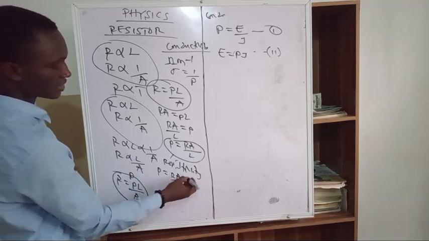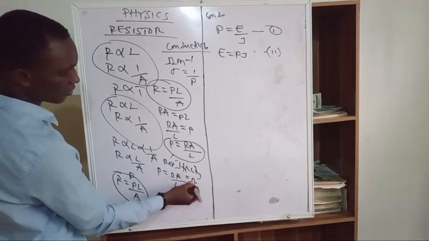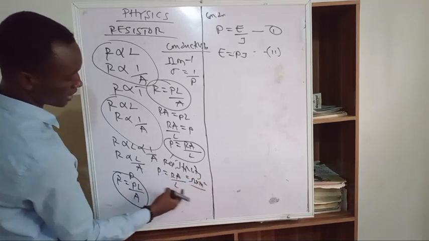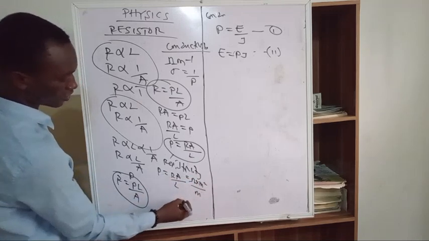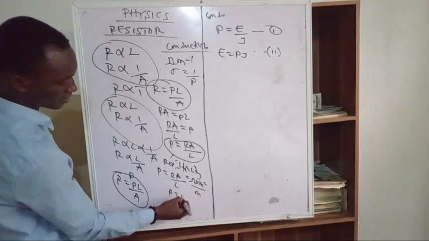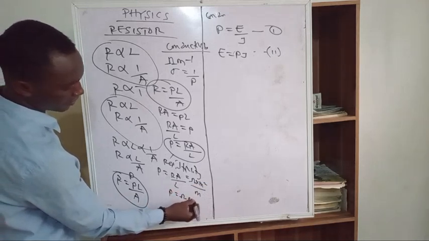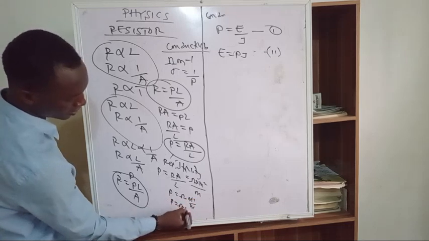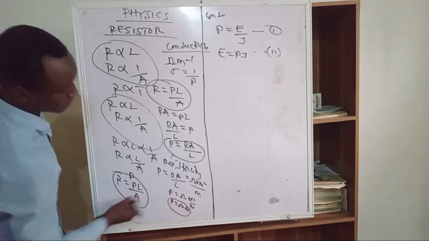So your resistance is in ohms. So you have ohms multiplied by area, which is measured in meter square, over length. Length is in meter, so one meter cancels here. Then resistivity is equal to ohms. We have meter square over meter, so meter has gone. Then resistivity is now in ohms meter. That is how resistivity is measured.